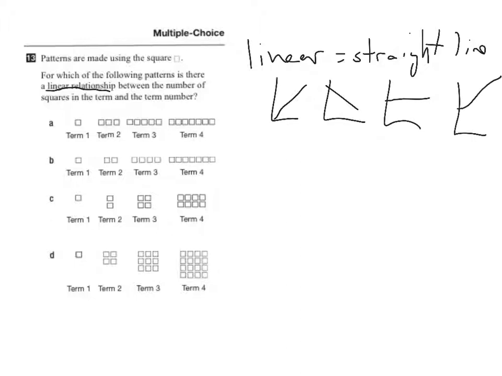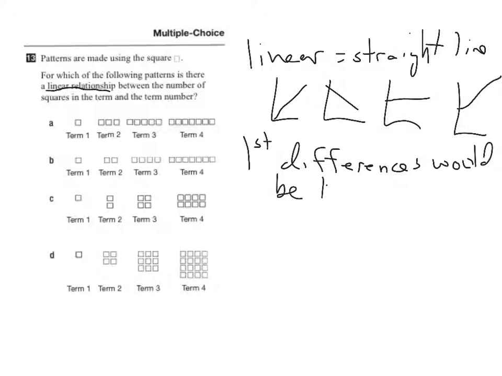You can also have a partial variation. If you had a table of values, the first differences would be the same. And this right here means with each term, you're going to increase by the same amount. So if I was going to go this way, from term 1 to term 2, I increased by 2. From term 2 to term 3, I increased by 2. And from term 3 to term 4, I increased by 2 again.